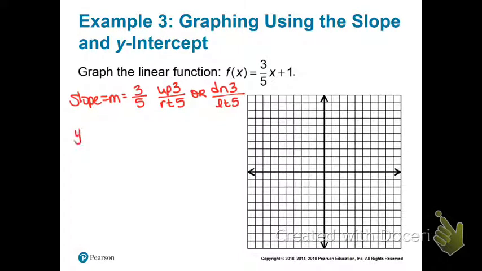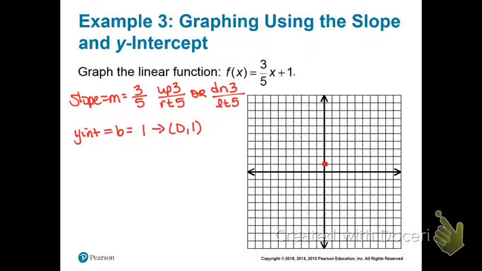And then we're going to find our y-intercept. Well, remember your y-intercept is that b value, which on this one is a 1. And if we wanted to write it as an ordered pair, that would be (0, 1). So when we graph this, we start at our origin, and we're going to plot our y-intercept, which is at (0, 1). And then we're going to use our slope to help us graph at least 2 more points.